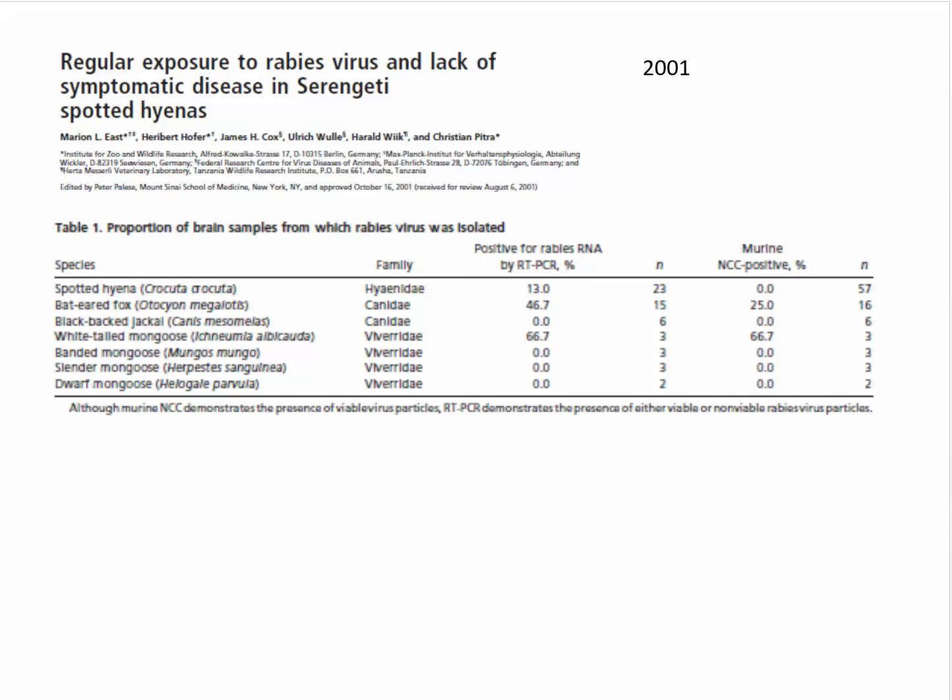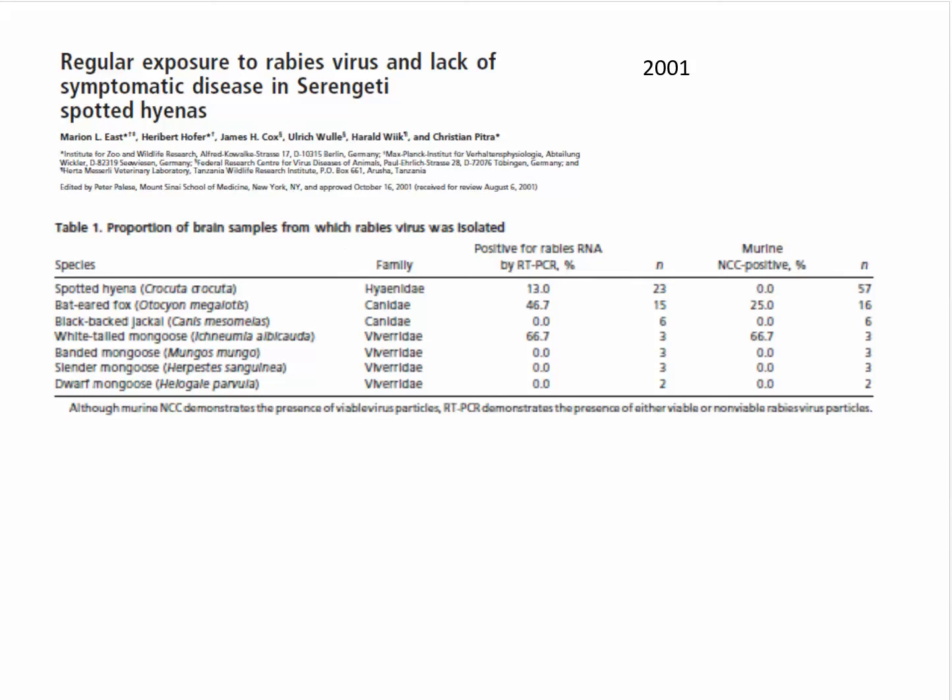Similarly, here's a paper from 2001 on spotted hyenas: regular exposure to rabies virus and lack of symptomatic disease in Serengeti spotted hyenas. Spotted hyenas look like they're pretty robust to most anything that hits them, but you're getting 13% of individuals in this study area testing positive for rabies, and even higher proportions of bat-eared foxes and white-tailed mongooses. So you have a pool of wild animals carrying this rabies virus around, and again you see it moving back and forth with domestic animals.